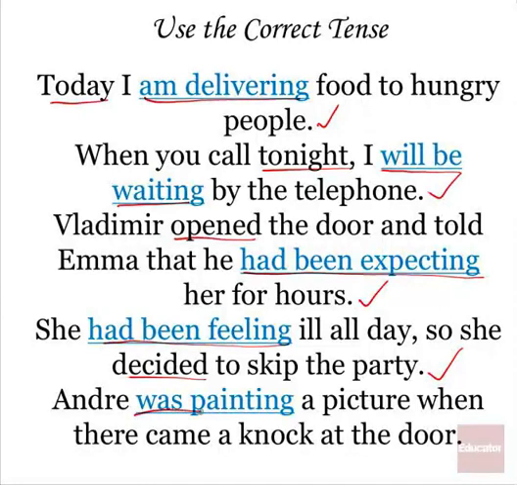And finally, Andre was painting a picture when there came a knock at the door. Came is your indication that we're talking about past events, and the fact that he was doing the painting when there came a knock indicates that we should be using the past progressive for an ongoing event in the past. That's all for this lesson.